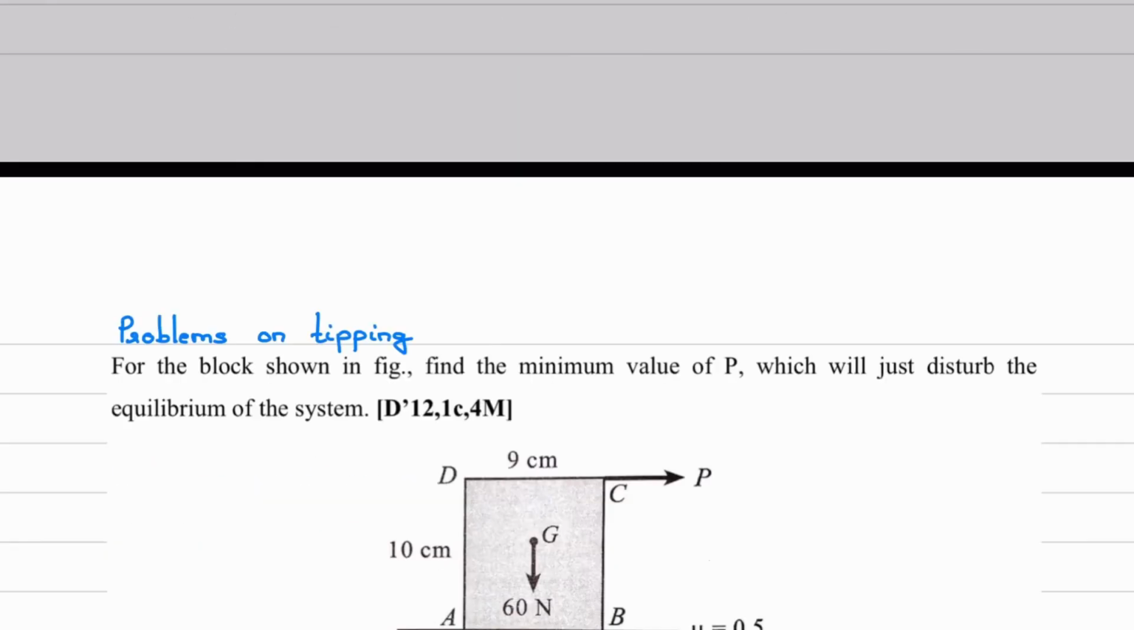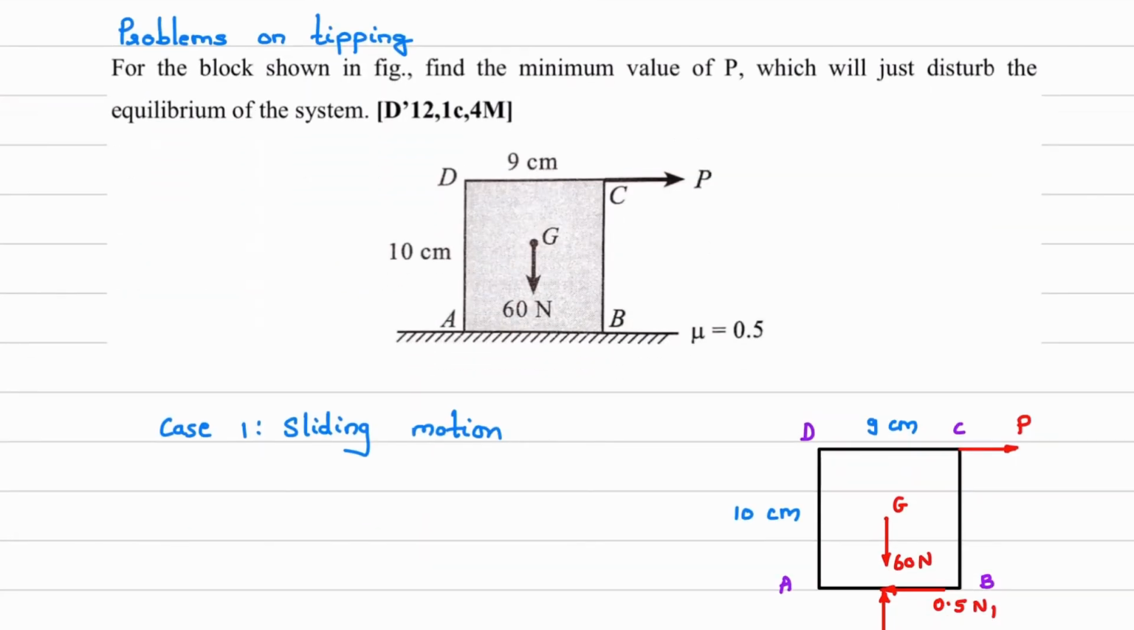Next example. Now next numerical, it is related to problems on tipping. So we'll see the question. A block has been shown in the question A, B, C, D. Find minimum value of P which will just disturb the equilibrium of system. Now in the problems of tipping, how can tipping occur? What is the meaning of tipping? Now since the applied force is towards right, this block, it can tip in this direction. The block will tip about the point B.